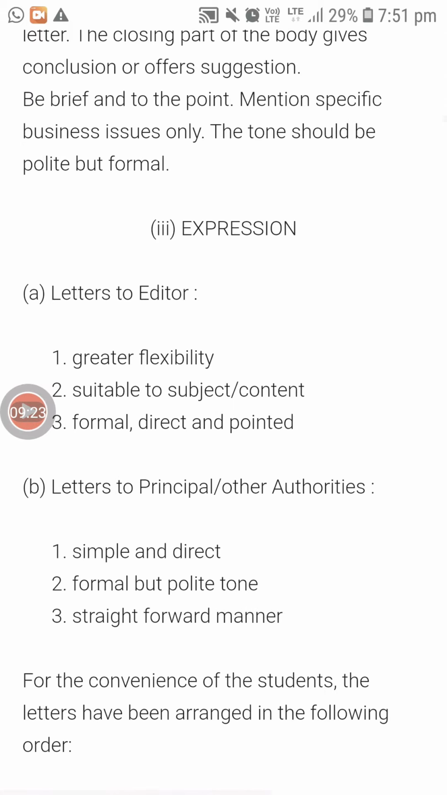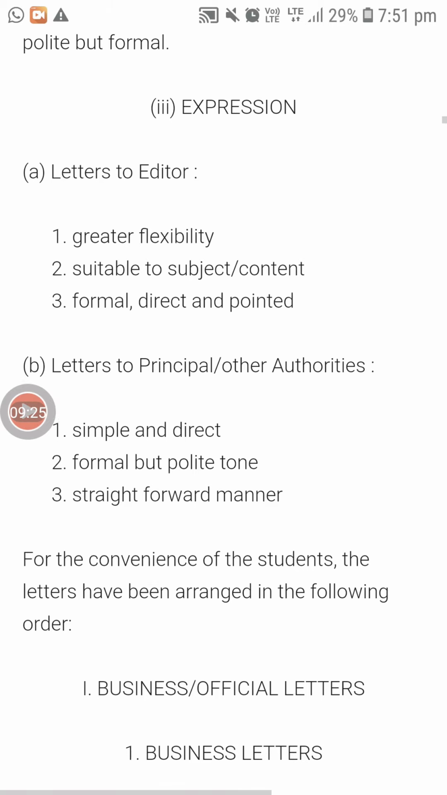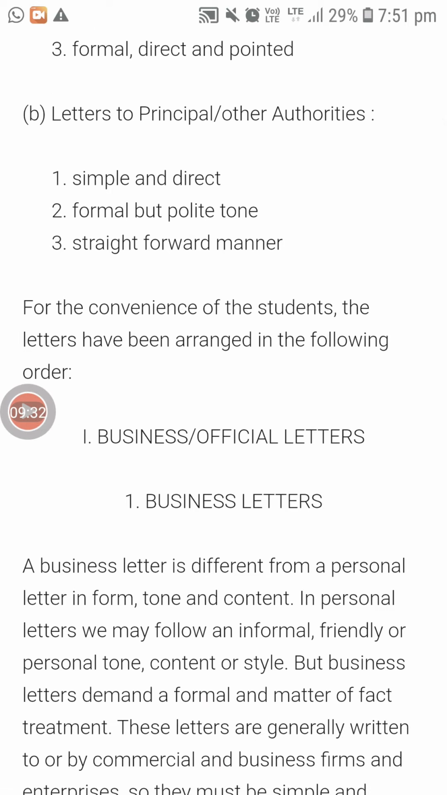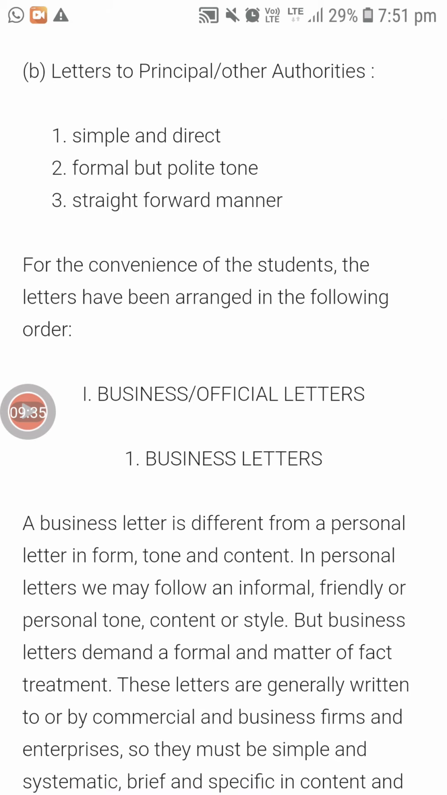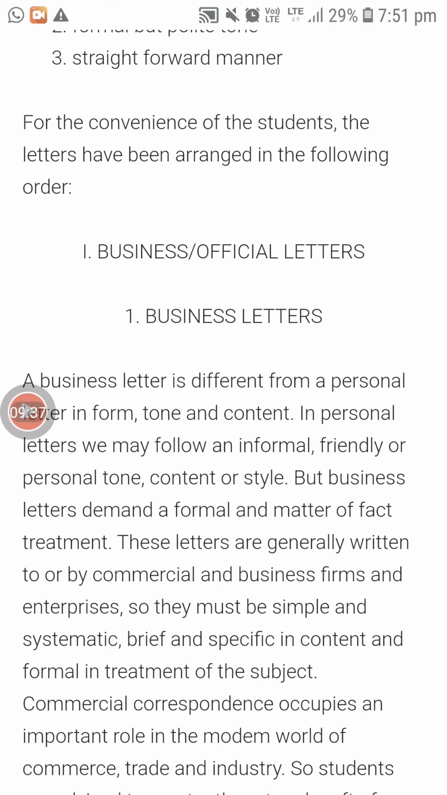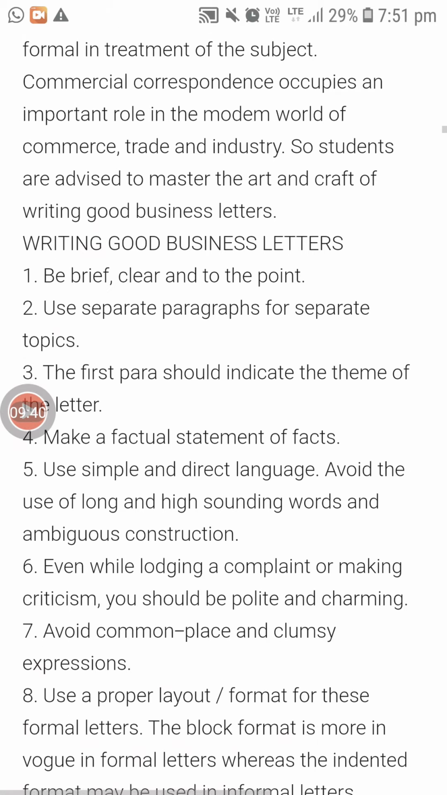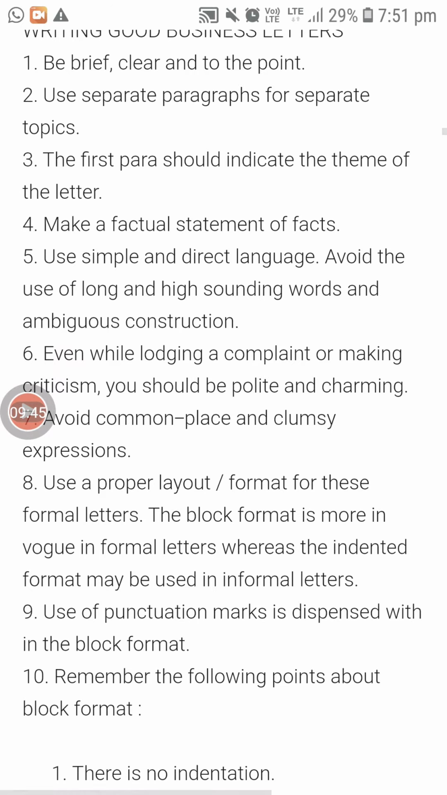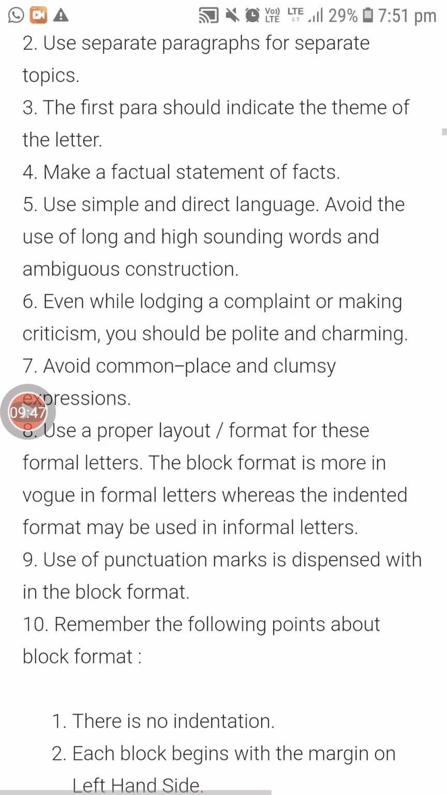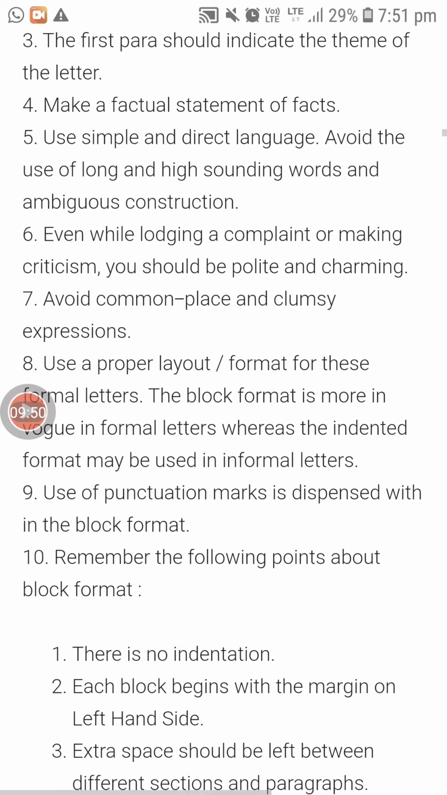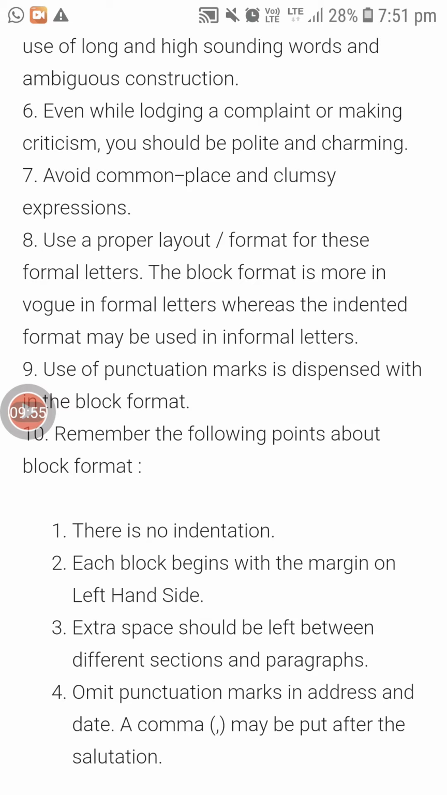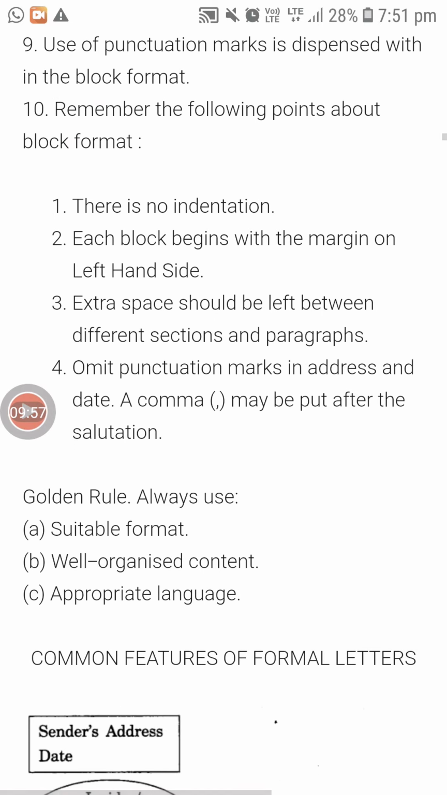Now the letter to editors: greater flexibility, suitable to subject, formal, direct and pointed. Letters to principal and authority: simple and direct letters, formal but polite tone and straightforward manner. Now these kinds of business letters we have. Writing good business letters: brief, clear, appropriate paragraphs. Make a factual statement of facts, avoid commonplace and clumsy expressions, use a proper layout, format and punctuation marks.